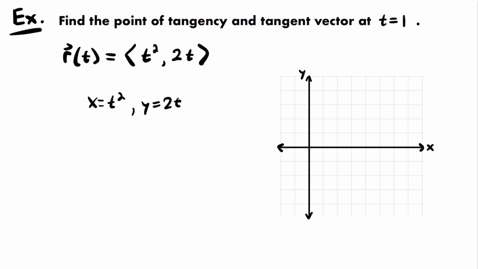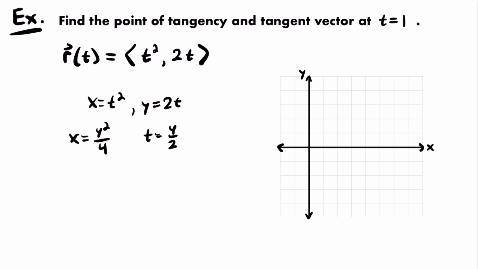So if we solve for t in this equation, we'll get t equals y divided by 2, and then we can plug that into this equation to eliminate the parameter t. So if we plug y divided by 2 in for t and square it, we will get x equals y squared divided by 4. All right, so that is the equation of our curve that we are working with here that is represented by this vector function.